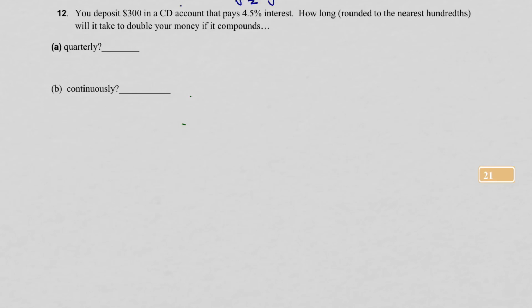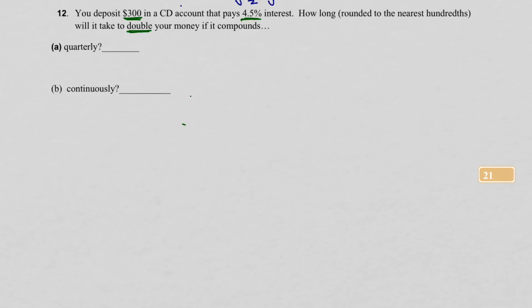I deposit $300 in a CD that pays 4.5% interest. And it wants to know how long, so we're looking for the t. How long will it take to double my money if it compounds A, quarterly, or B, continuously?